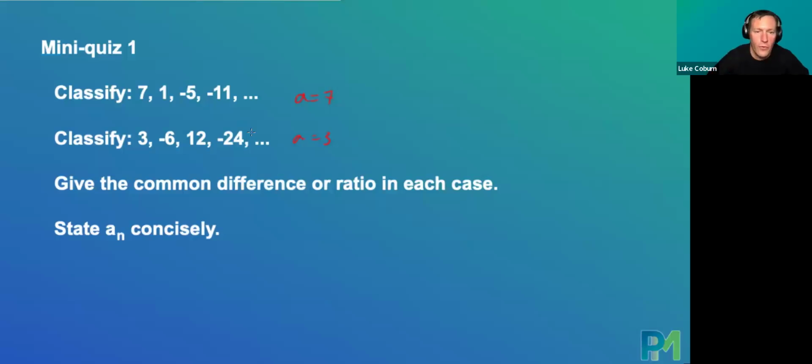Okay, so for the first one, let's just start with arithmetic and see if it works. What would our D be? Well, from here to here this would be -6. Does getting from 1 to -5 also work? Yeah, that's also minus 6. So D is equal to -6. Then we have that AN is equal to A plus N minus 1 times D. So it's going to be 7 plus N minus 1 times -6. So it's going to be 7 minus 6 times N minus 1. And then for the second one, in order to go from 3 down to -6, we have to go down by -9.